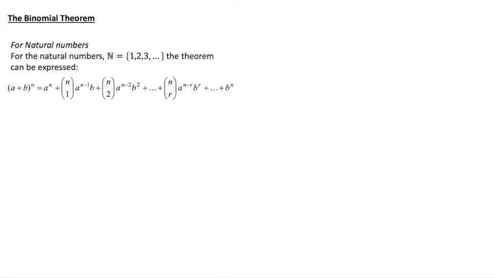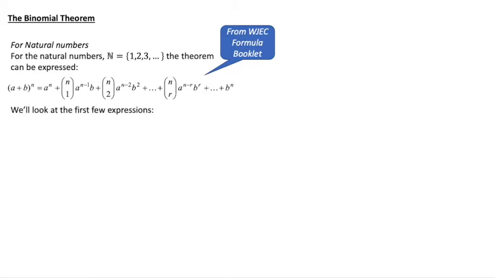N, that symbol there, means the natural numbers, so that extra line is often used for sets that are describing particular sets of numbers, and that is the set of numbers 1, 2, 3 and so on. The theorem can be expressed as it says there, and that's from the WJEC formula booklet. The nC1 and then nC2 and so on in brackets like that you'll remember from the video about combinations and permutations. And we'll have a look at the first few expressions there.